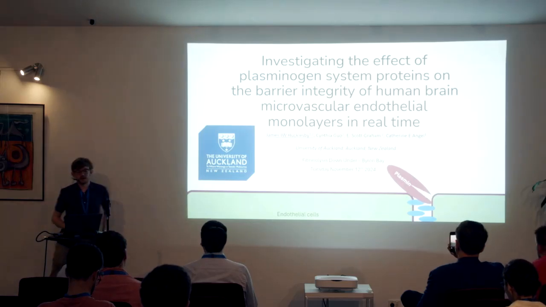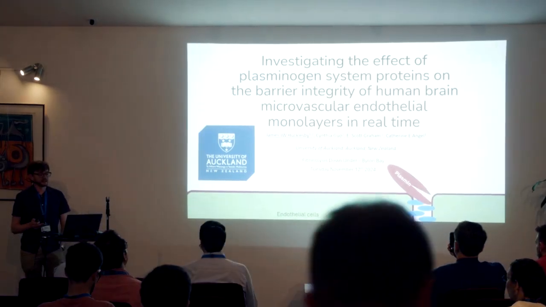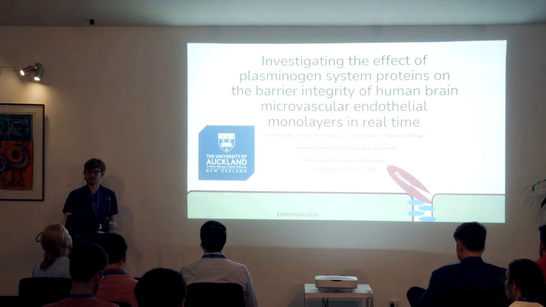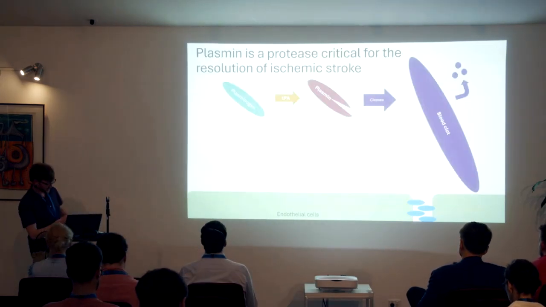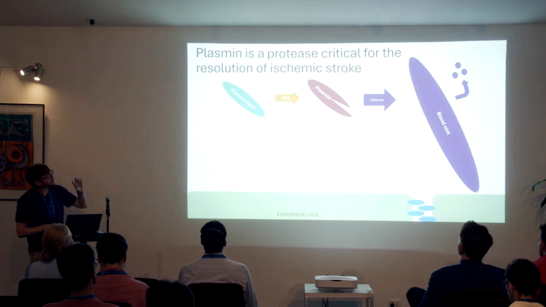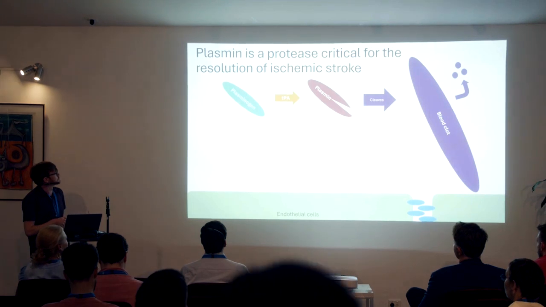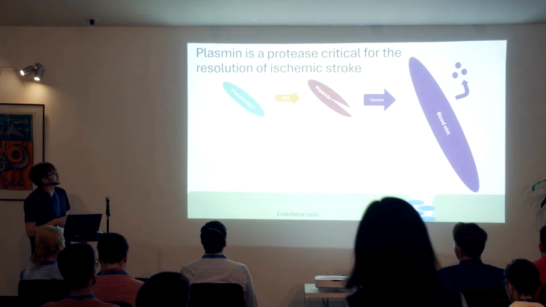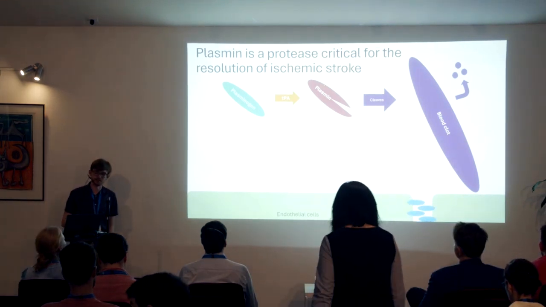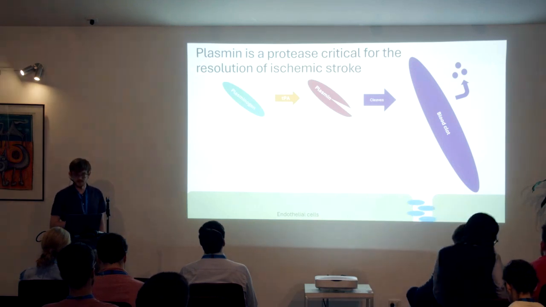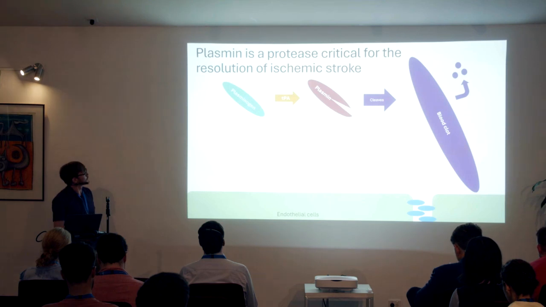Today what I want to talk about is investigating the effect of the plasminogen system on the brain endothelial cells. So to start off with, we have another version of everybody's favourite diagram, which I won't go into a lot of detail. But effectively, you've got plasminogen that is activated by tPA into plasmin, and that should cleave the blood clot. And obviously, we're all familiar with this.